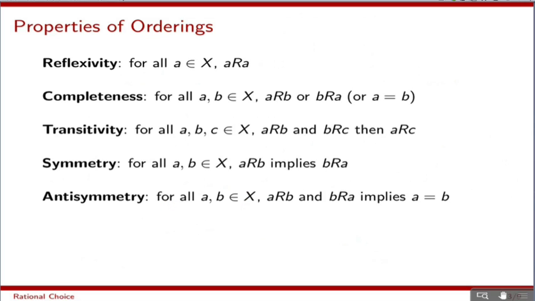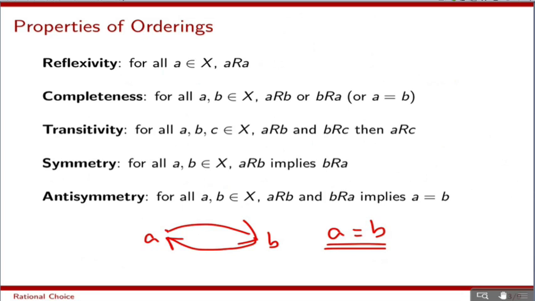Anti-symmetry says that if I know it's the case that A is related to B and that B is related to A, then that can only happen in one case. It has to be the case that, in fact, A and B are the same object, or they're the same option in the set X.